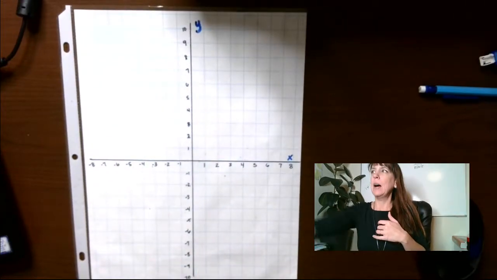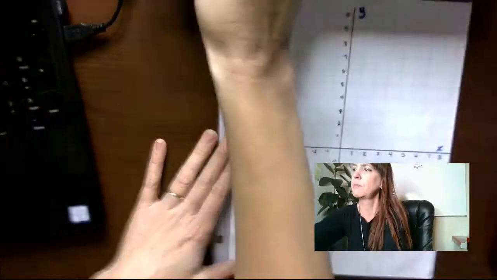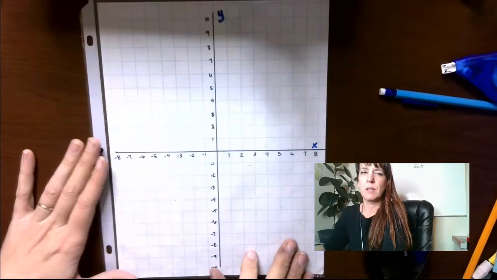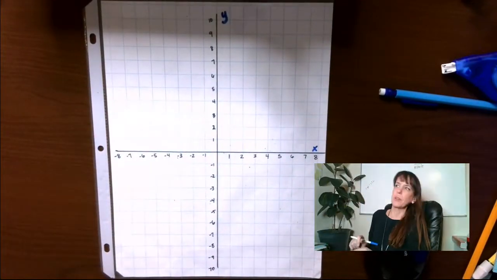Now, just like a map at home, like if you needed to map something, let me see if I can get this. Maybe that is a little bit better. It's really reflective. I'm sorry about that, guys.